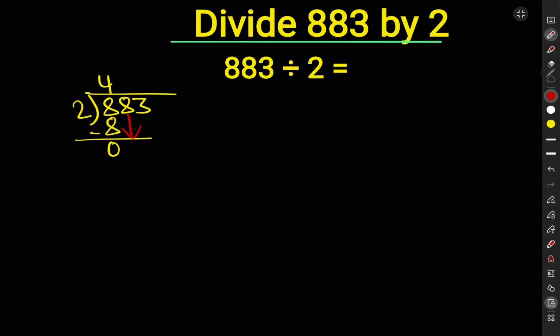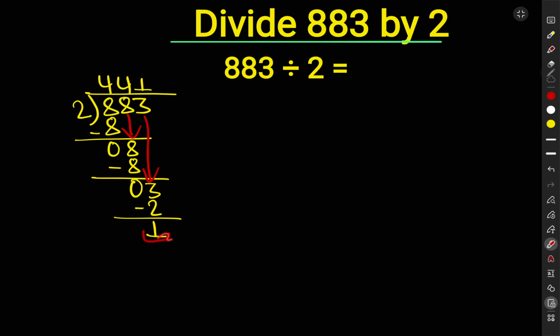So now we put down this 8 and 2 times 4 is 8. On subtracting we get 0. So again we put down this 3 and 2 times 1 is 2. On subtracting it is 1.